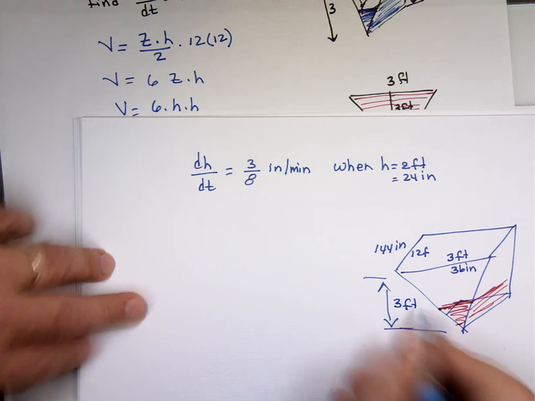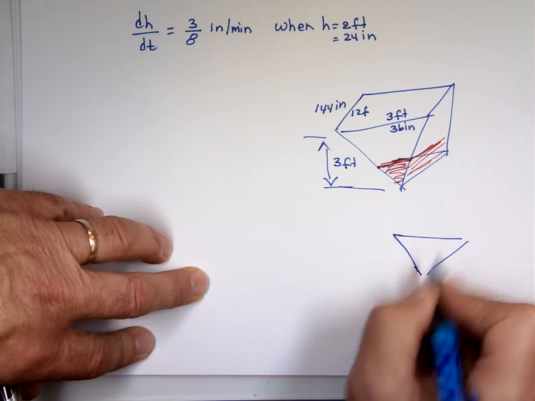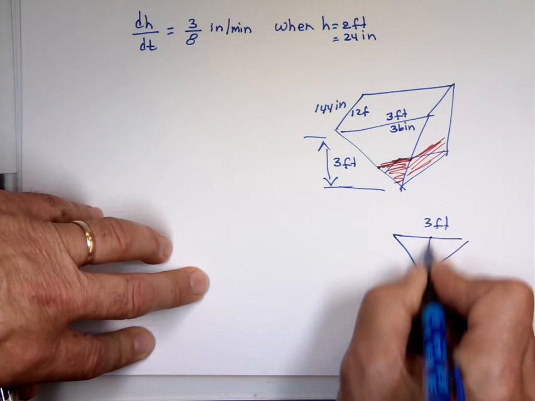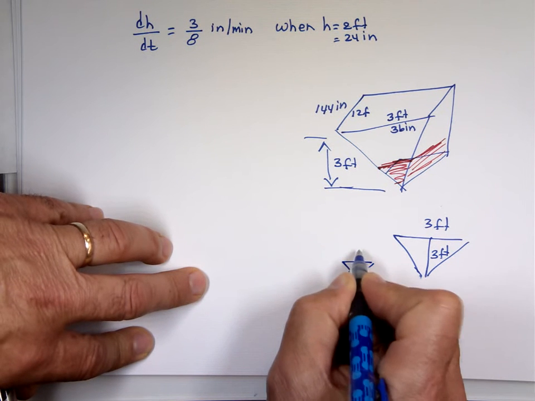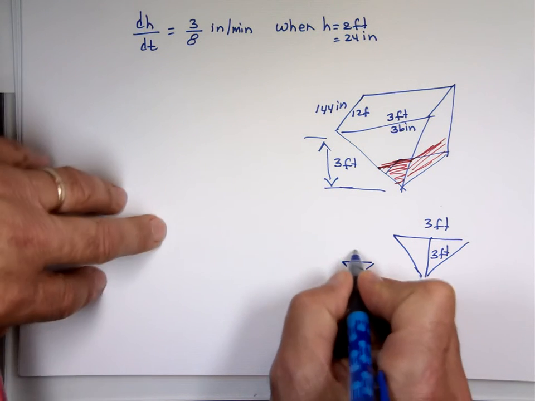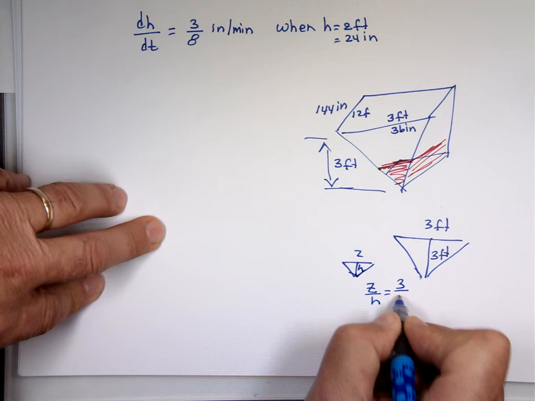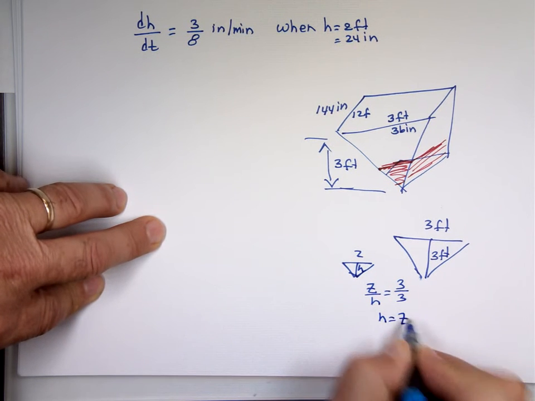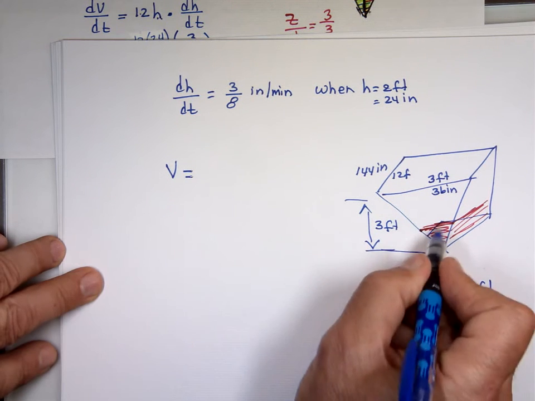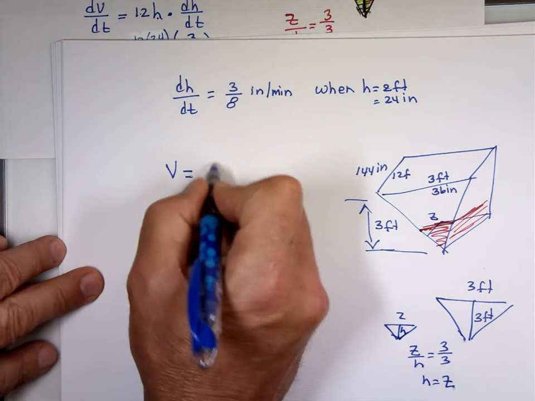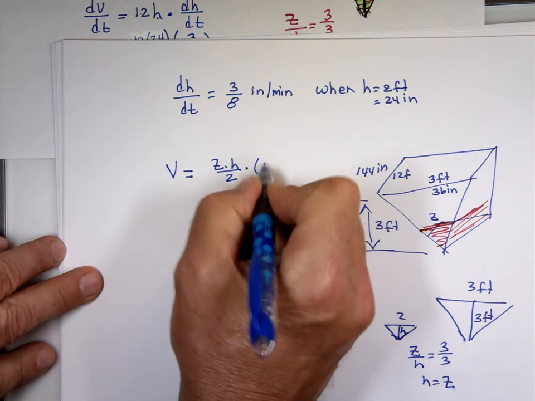And similar triangles, that doesn't really make any difference. If you don't have to convert that, you can still stay as long as 3 feet here to 3 feet. We decided to call this Z to H. So the ratio of Z to H is 3 to 3, which means H equals Z. The volume is, I call this distance Z, times the height, Z times H divided by 2, times the length of that, which is 144 inches.